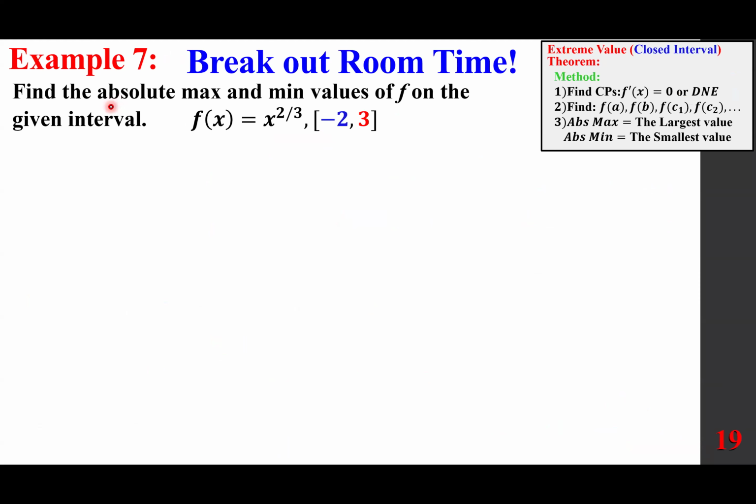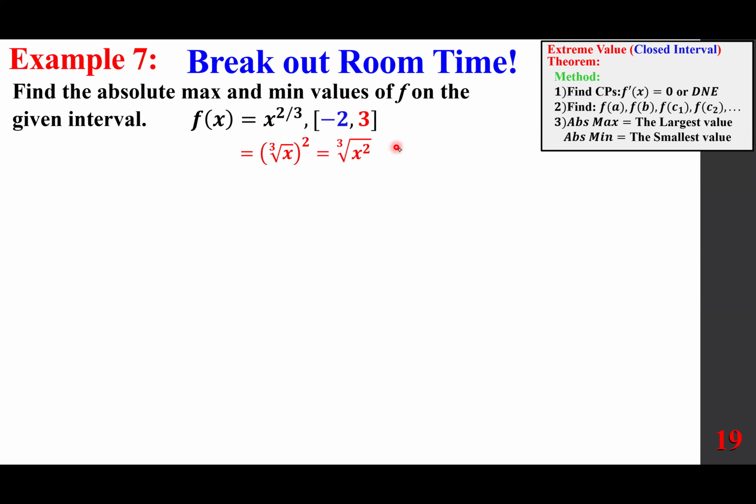Find the absolute maximum and minimum values of the function f. F of x is x to the power of 2/3. The interval is -2 to 3. So the first thing is, what type of function do we have and what is the domain? We can write it as a cube root of x quantity squared or cube root of x squared. Both ways are fine. So what you're dealing with is a cube root function.